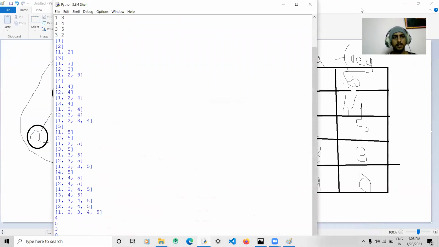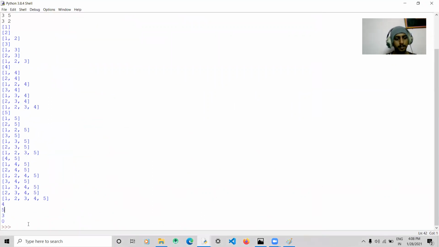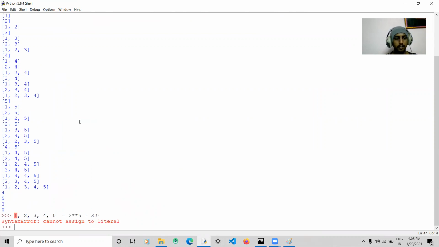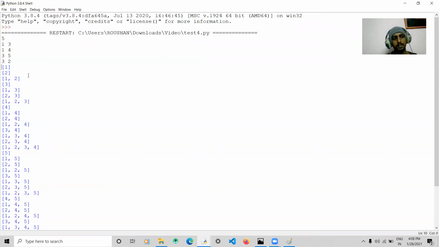So these are all the subsets. You know how to make subsets. The elements of the set are 1, 2, 3, 4 and 5, and it's basically making all the subsets. The total subsets are 2 to the power 5, which is 32. You can see here, from here to here, there are a total of 32 subsets.